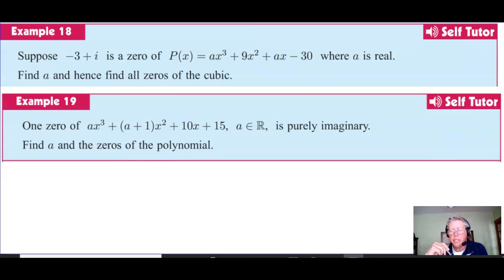There's two more great examples. They're both on the self-tutor. So instead of taking time out of the video, if you need more examples, feel free to get those.